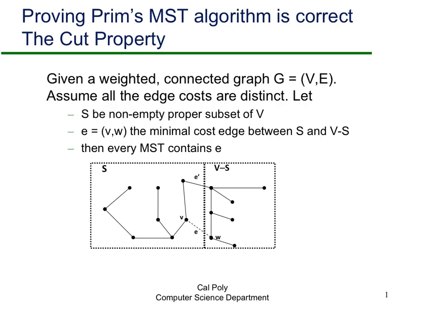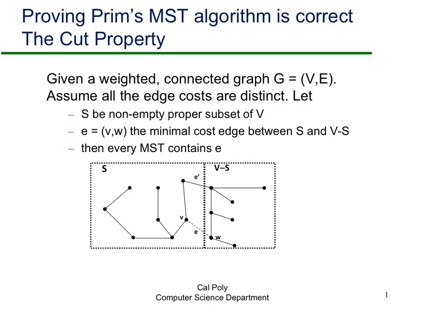The cut property says that given a weighted connected graph, G equals (V, E), the vertices and the edges, we're going to assume that all the edge costs are distinct. Again, this is not a big assumption because even if two edges have the same cost, it's easy to change one by a little bit without really changing the problem that you're working on. And in this graph, we're going to pick a non-empty proper subset S of the set of vertices. In other words, S is going to have some vertices in it, but not all the vertices.